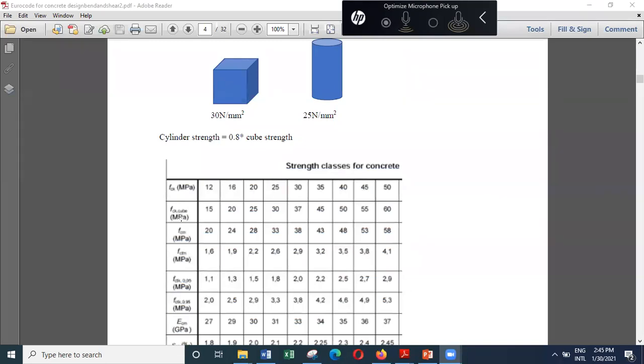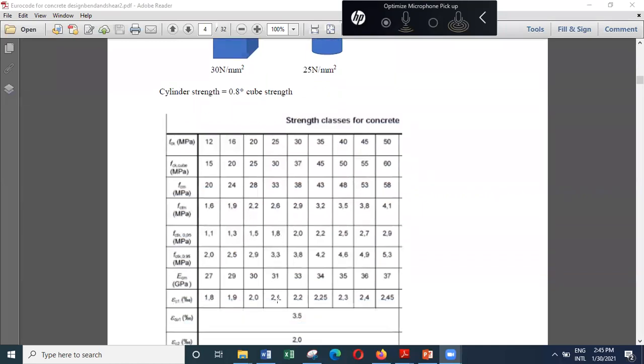So what you see is that for different concrete types, either you can go with the cylinder strength or the cube strength. So you have to be very specific because there's a difference. You can get other important parameters like the tensile strength, elastic modulus, and so on.